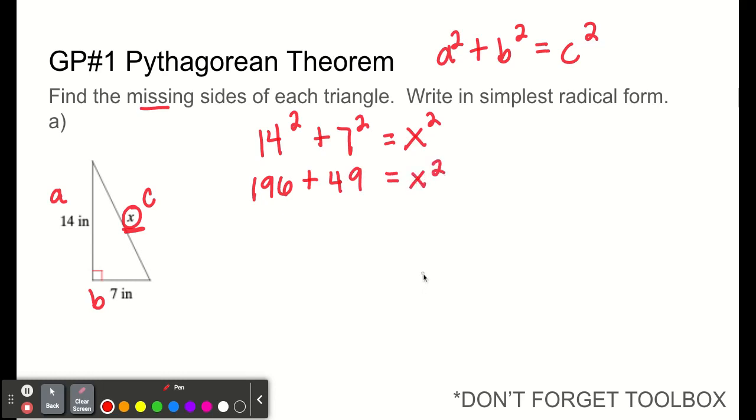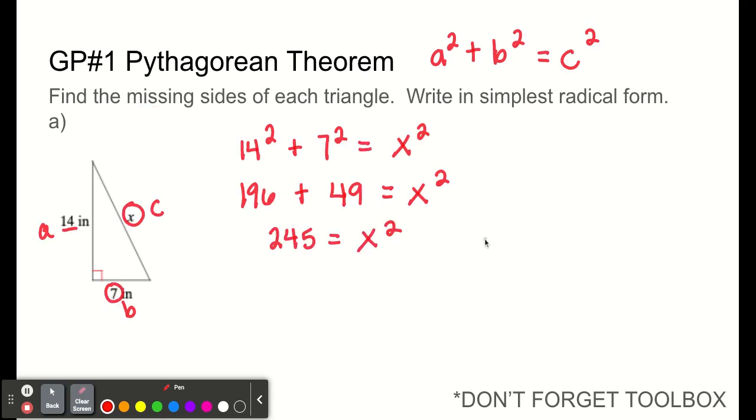From here, we want to go ahead and combine our like terms. So that's going to give us 245 is equal to x squared. Lastly, we need to get x by itself, so we need to get rid of this square. The inverse of squaring is square rooting, so we will now take the square root of both sides. And we will get the square root of 245 is equal to x.